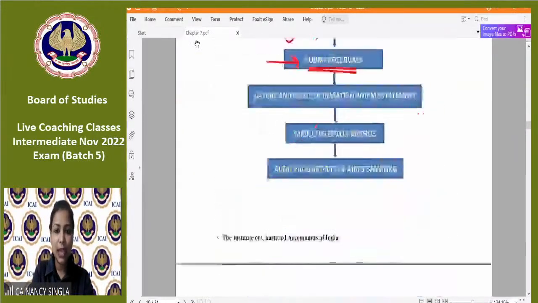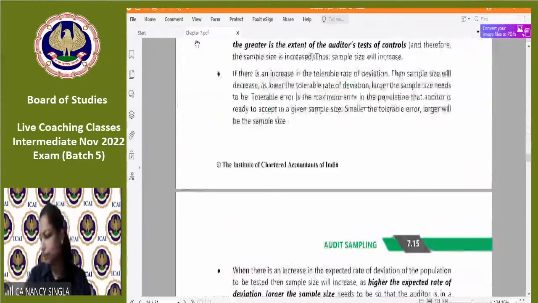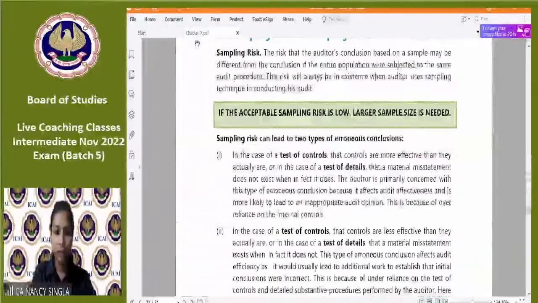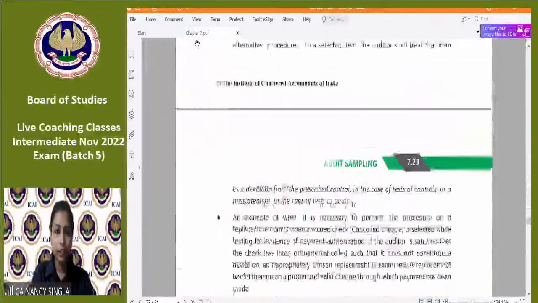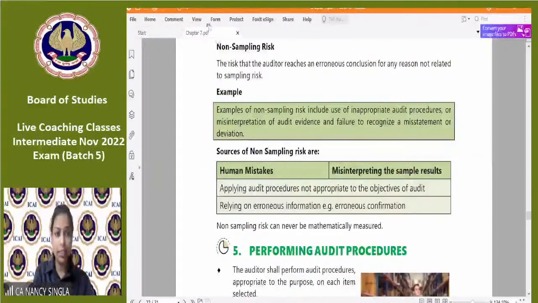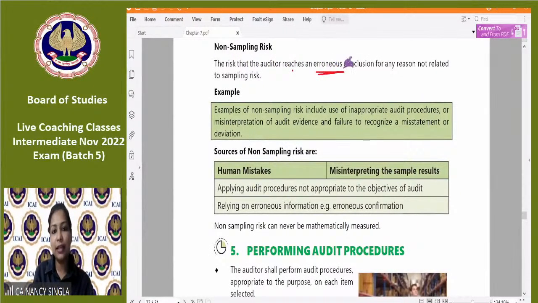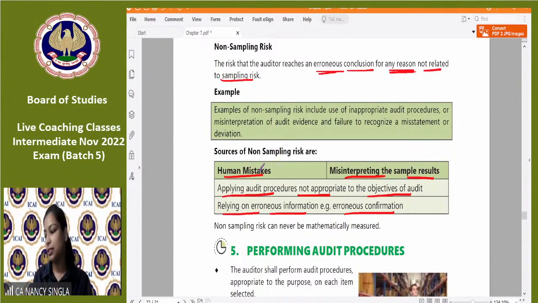We can just have a look at the various examples of non-sampling risk. Students, be with me. We have to cover many important topics. The risk that the auditor reaches an erroneous, wrong conclusion for any reason not related to sampling. Examples are: applying audit procedure not appropriate to the objective of the audit, relying on erroneous information, erroneous confirmation. ये sampling की वजह से तो नहीं हुआ ना. ठीक है. Misinterpreting the sample results, human mistakes.